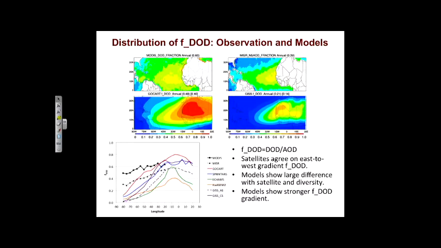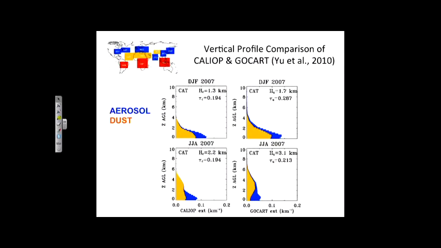And the FDOD subsection, from the satellites, two satellites with some difference, but at least greater than 30% of aerosols are dust, up to 50%. But models are really off. So that's something we can fix if we know the observational constraints. We are learning how to improve dust.